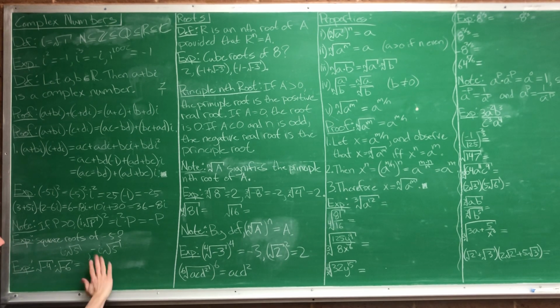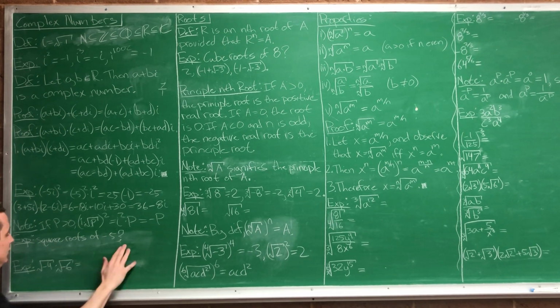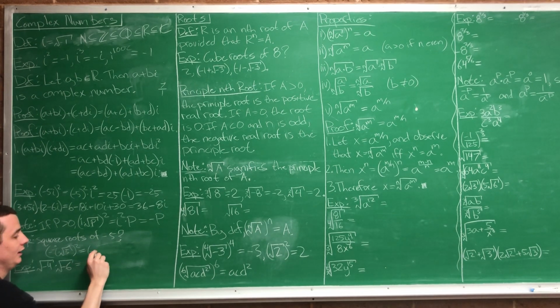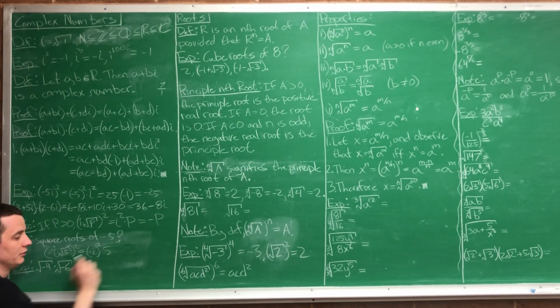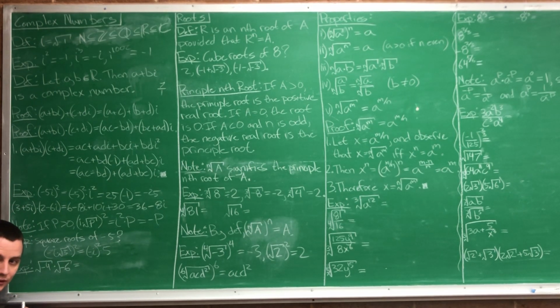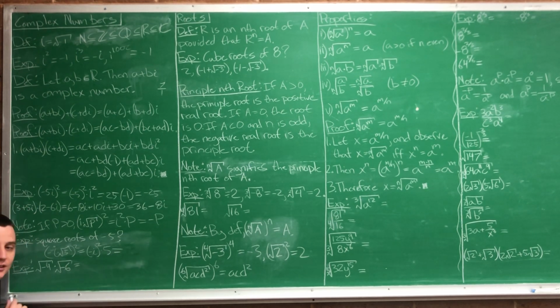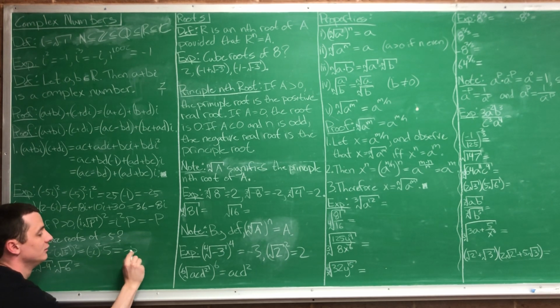Let's multiply that one out. So we have negative i times the square root of 5, squared. That's equal to negative i squared times the square root of 5 squared, or we'll just put 5. Good so far? Okay, so this is equal to negative 5.